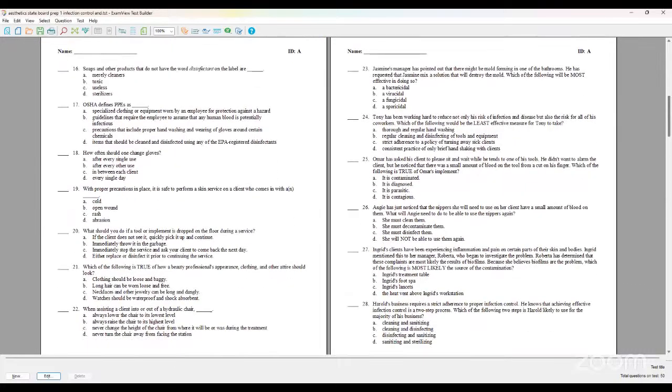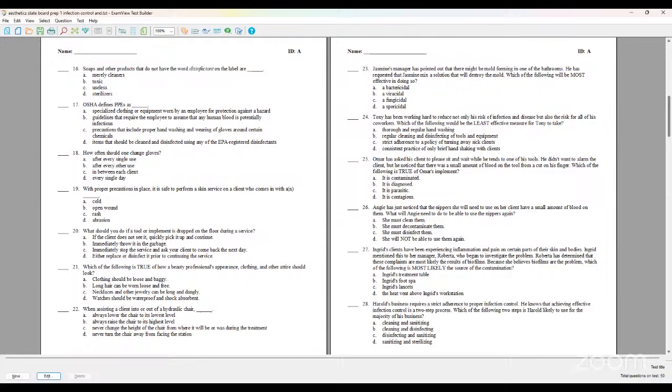Soaps and other products that do not have the word disinfectant on the label are merely cleaners, toxic, useless, or sterilizers. Okay. Number 16. Soaps and other products that do not have the word disinfectant on the label are cleansers. All right. So 16 is A.